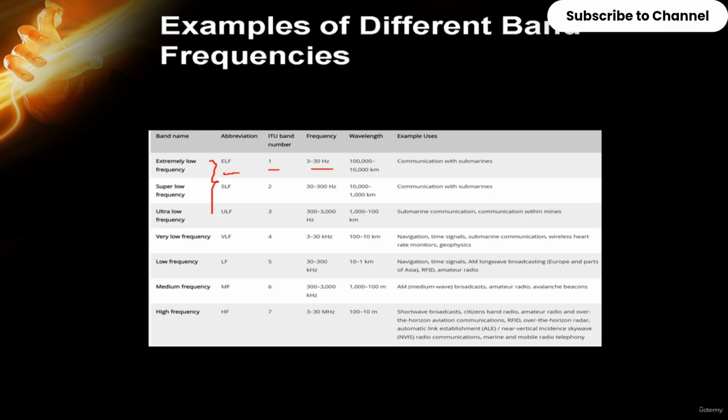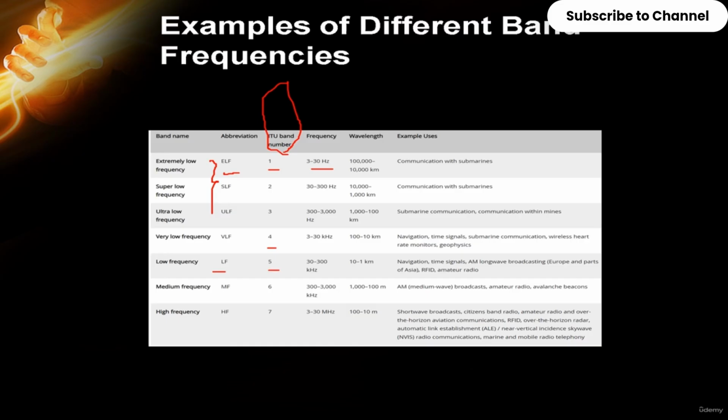Then if we see the very low frequency, an important thing to note is the ITU number. International Telecommunication Union has formed a number for each frequency band. Very low frequency has ITU number 4 and it is useful in submarine communication, wireless heart monitoring, geophysics, etc.